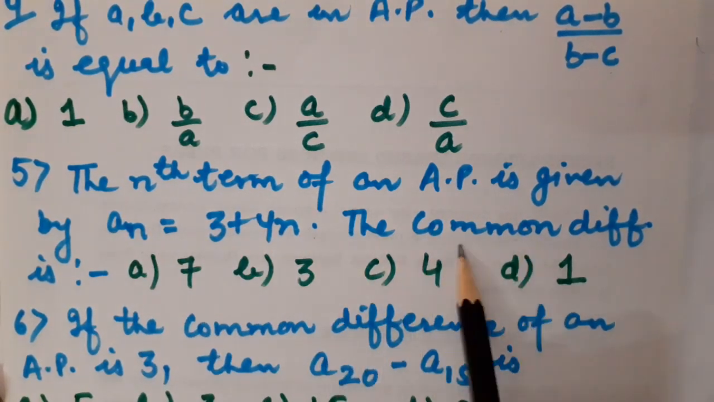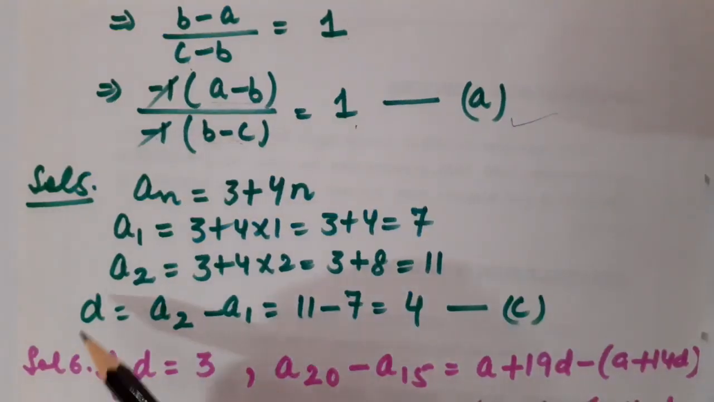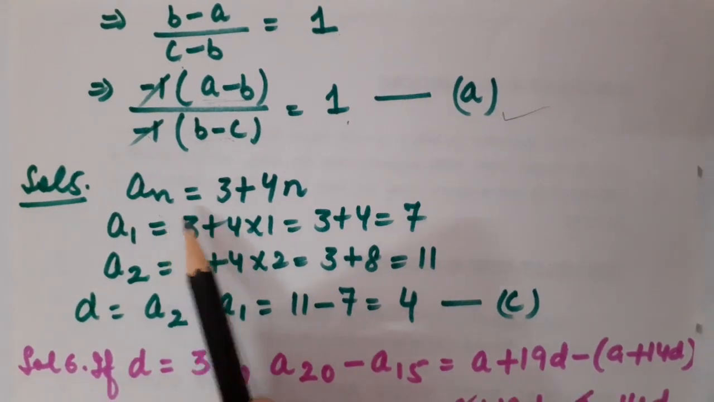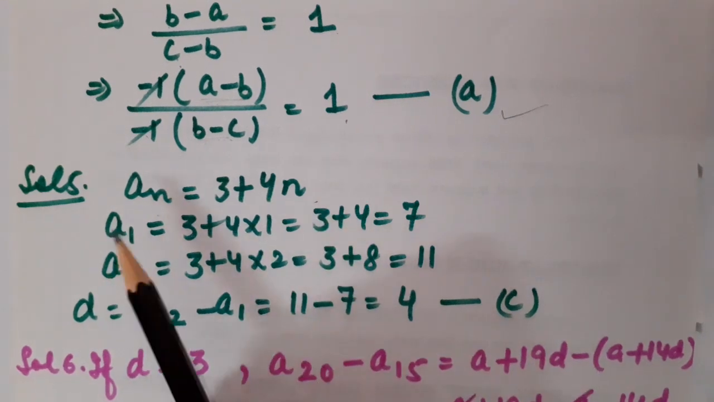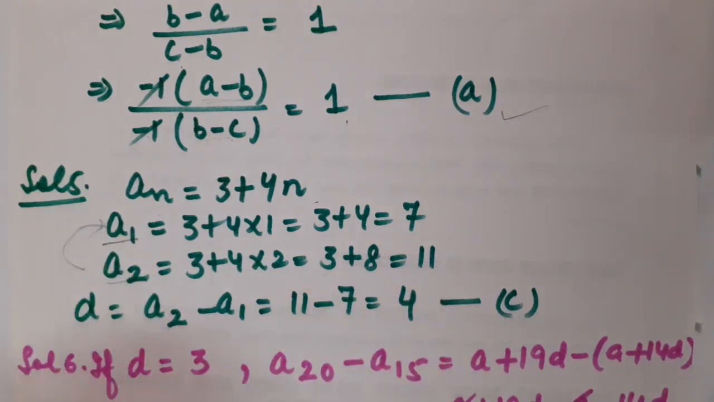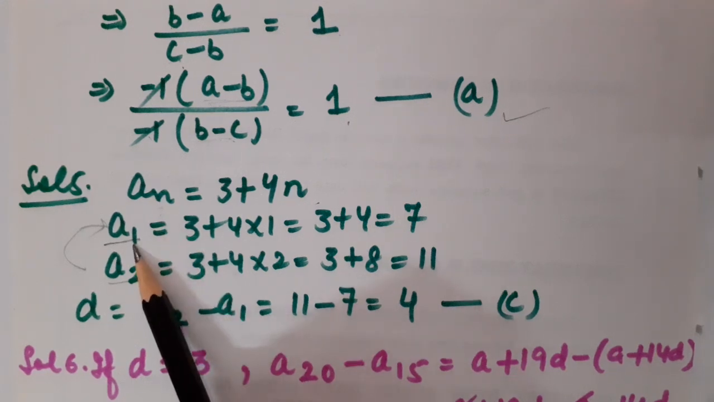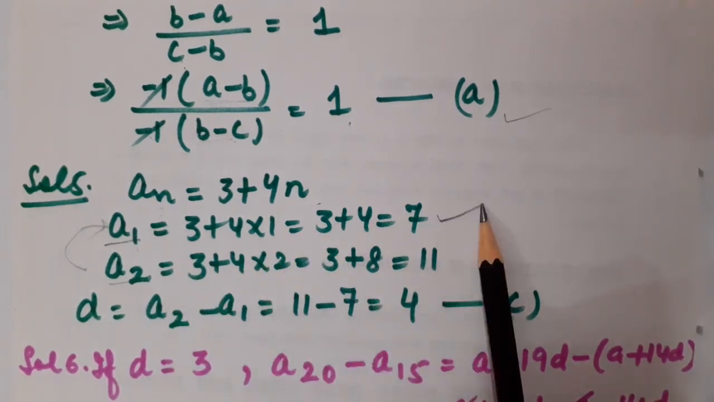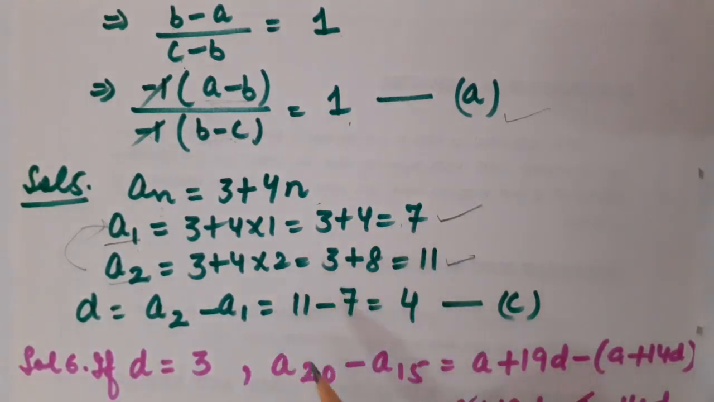Now the fifth MCQ is, the nth term of an AP is given by an is equal to 3 plus 4n. You have to find out the common difference. This is a very simple question. When you know the nth term, that is an is equal to 3 plus 4n, you have to tell the common difference. So what I am going to do, children? First of all, I will calculate A1, then A2, and of course A2 minus A1 will give me the common difference. Let us substitute n is equal to 1 to calculate A1. After calculating, I will get 7 and A2 is equal to 11. So 11 minus 7 will give you the common difference. So what would be the answer? The answer is 4, which is option number C.